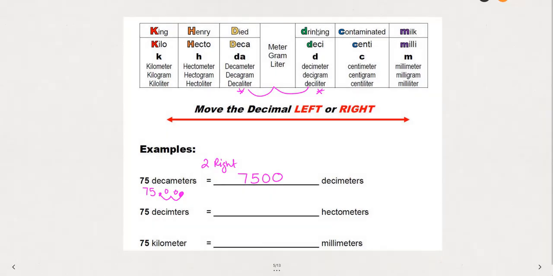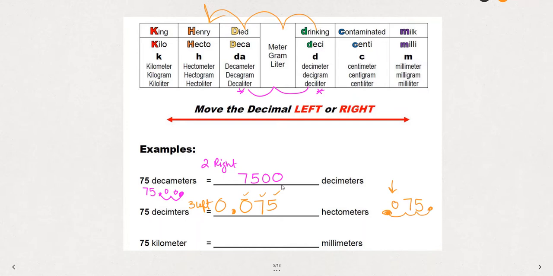Now if I want to go from a decimeter to a hectometer, it's 1, 2, 3 hops left. From a deci to a hecto is 3 to the left. So if I had this 75 with the decimal after the 5, going 3 to the left, 1, 2, 3 would put it in this position, and it looks like we need to insert a 0 placeholder, so we'd get 0.075, but that's 75 tenths, hundredths, thousandths. So it's 75 thousandths of a hectometer.